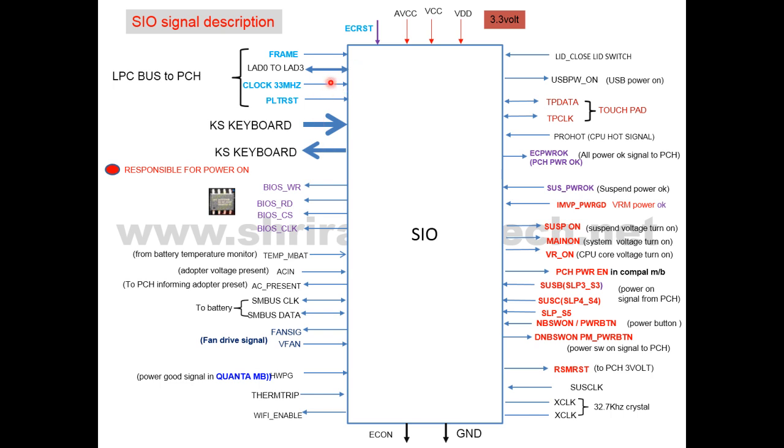And the last section is called the LPC bus. This bus is connected to the PCH, and these are the signals. The first signal is PLT reset, platform reset. That's the reset signal. When all power turns on, at that time the PCH generates this platform reset. The next signal is the clock signal generated by the PCH, and this 4-wire communication between the SIO and the PCH is called the LPC bus, and the last signal is called the frame signal.